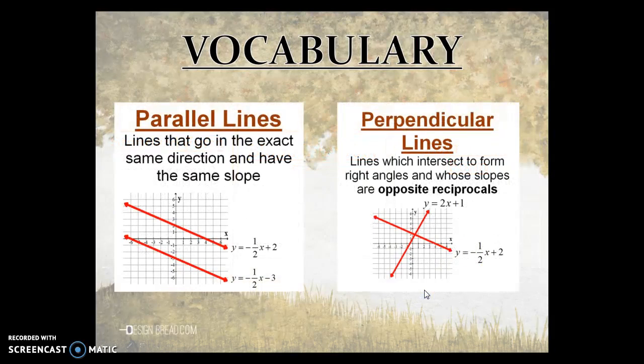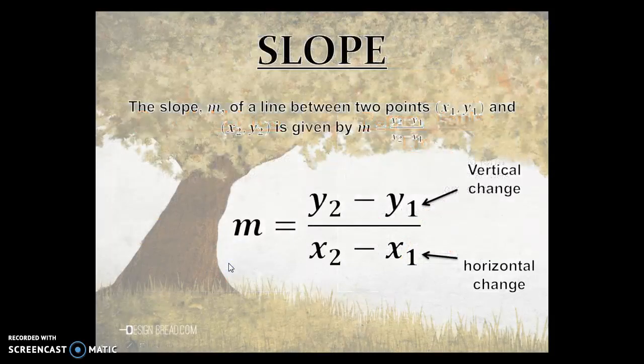Parallel lines have the same slope, they never ever touch. Perpendicular lines, their slope is opposite reciprocal, and they cross at a right angle. So this is technically positive 2 over 1, and this is -1 over 2, okay? Remember this is the vertical change over the horizontal change, y2 minus y1 over x2 minus x1. If you prefer to find slope this way, I want you to do it every time.